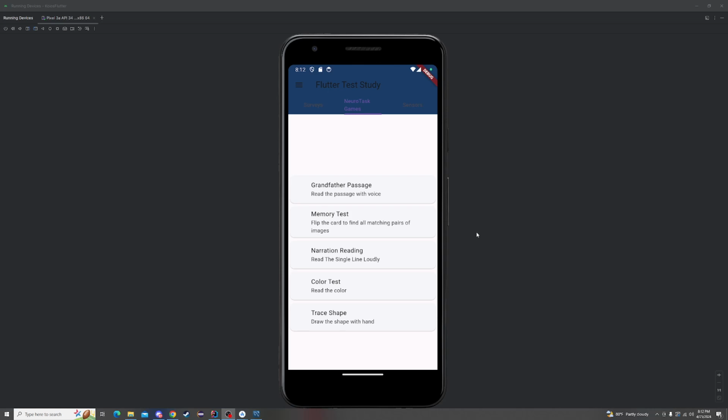Then ideally, the results of the games need to be sent to the REST API. At the moment, the only thing that we're sending are the results of the sensors, but the actual games themselves are not being sent. So that's, I would say, the other big enhancement that should be worked on.